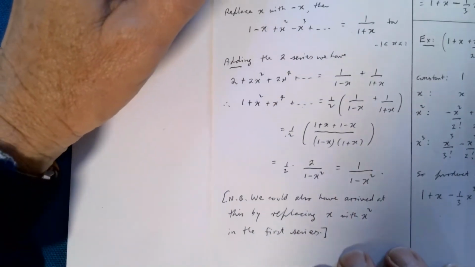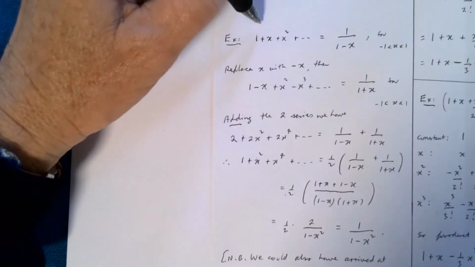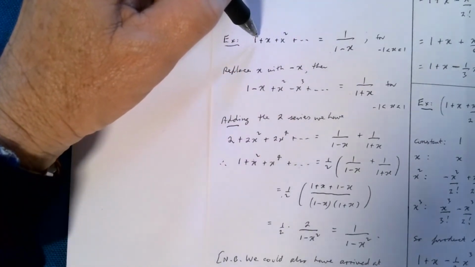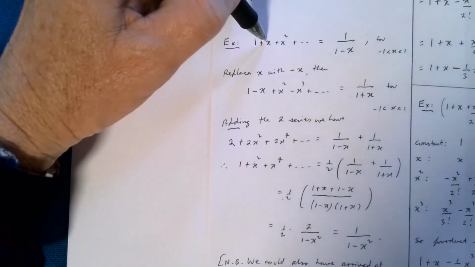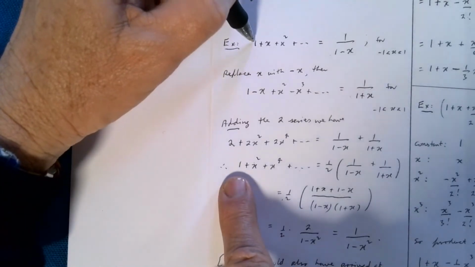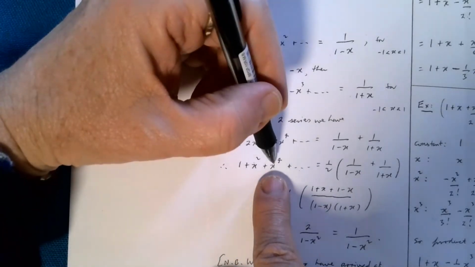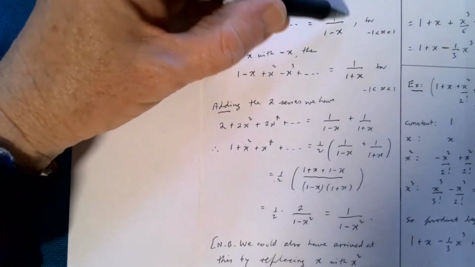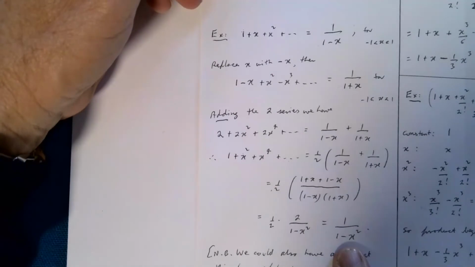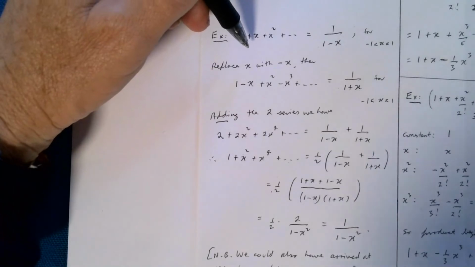Now, by the way, you may have realised we could have also arrived at this by simply taking the original series and just replacing x with x squared. I could have replaced each x here with x squared. And that would have given me 1 plus, replace this x with x squared, squared is x to the fourth, and so on. I would have gotten this one. So that's another way, in fact, it's probably an easier way in some ways, but I just wanted to show how you can add these infinite series together.